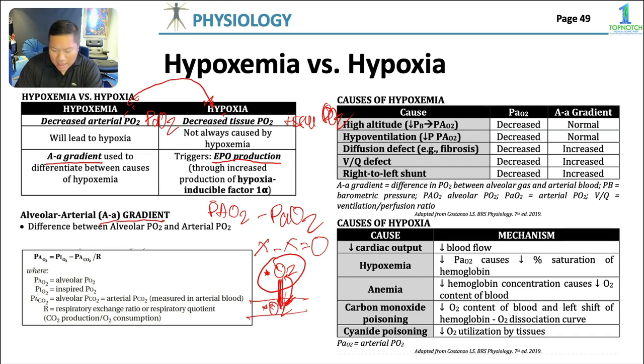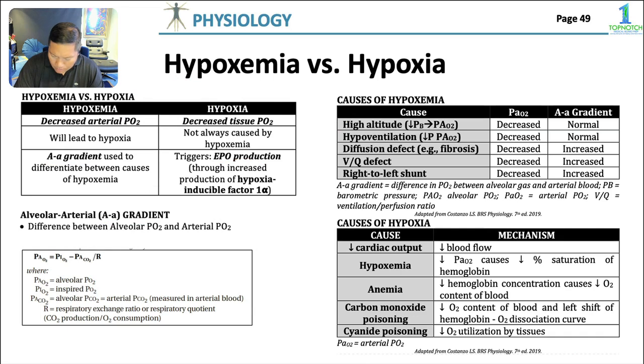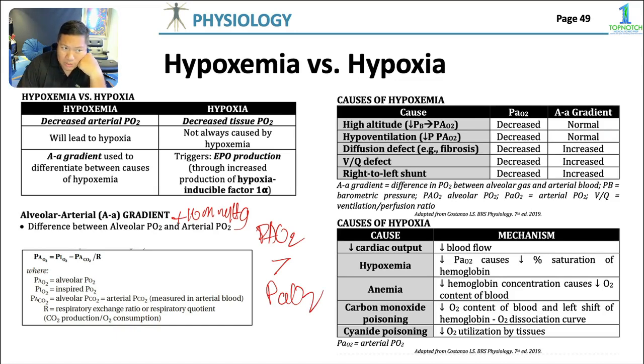Kasi equal yung number eh. Okay? Yun yung ideal. However, in reality, the normal AA gradient is actually 10 millimeters mercury. A positive number, positive 10 millimeters mercury. It means the alveolar PO2 is always higher than arterial PO2 by about 10 millimeters mercury.